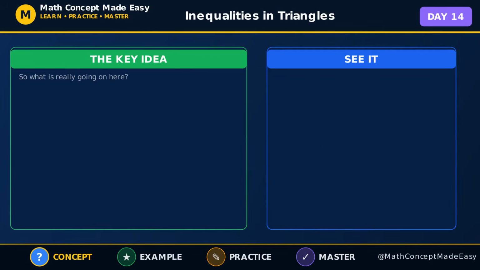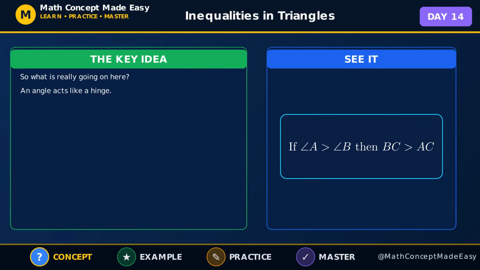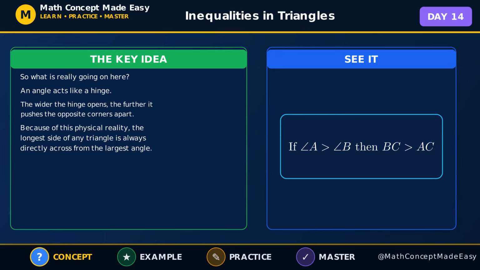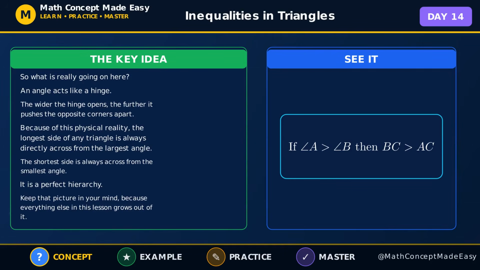So what is really going on here? An angle acts like a hinge. The wider the hinge opens, the further it pushes the opposite corners apart. Because of this physical reality, the longest side of any triangle is always directly across from the largest angle. The shortest side is always across from the smallest angle. It is a perfect hierarchy. Keep that picture in your mind, because everything else in this lesson grows out of it.